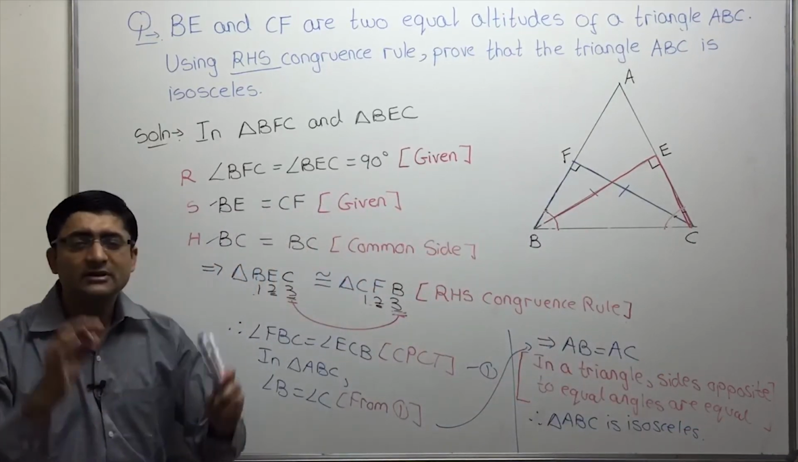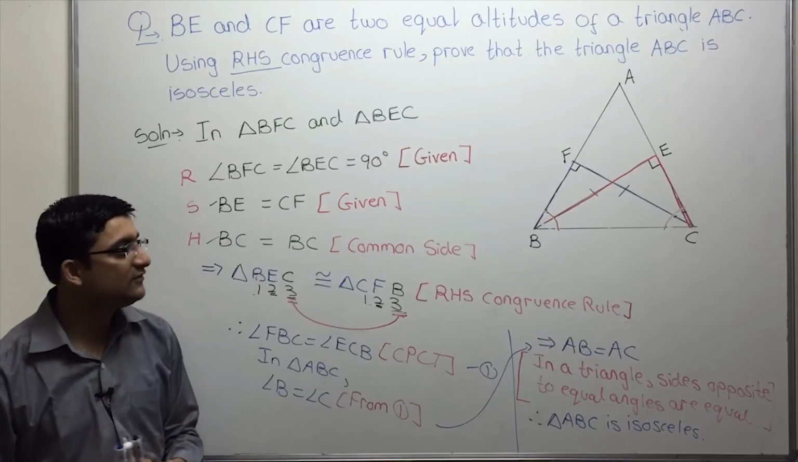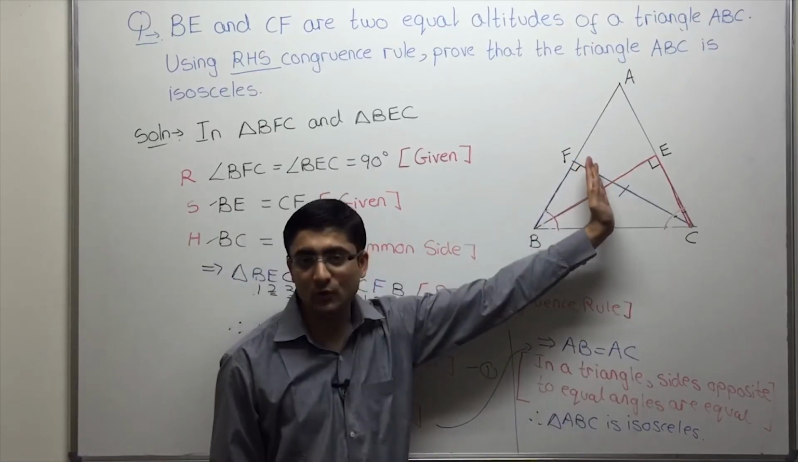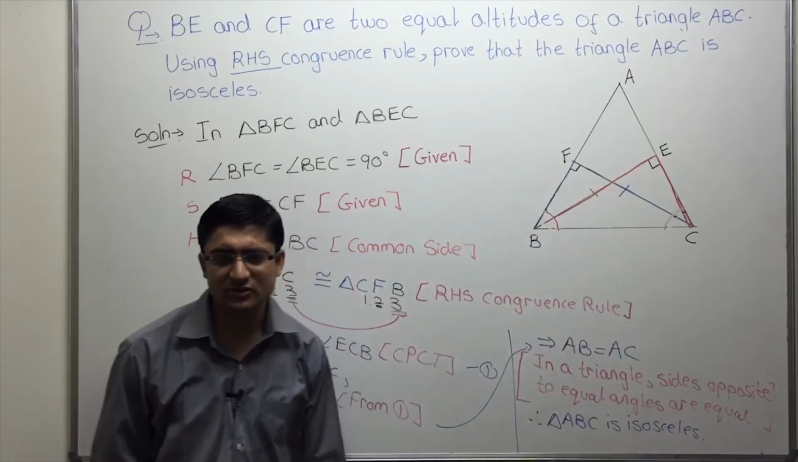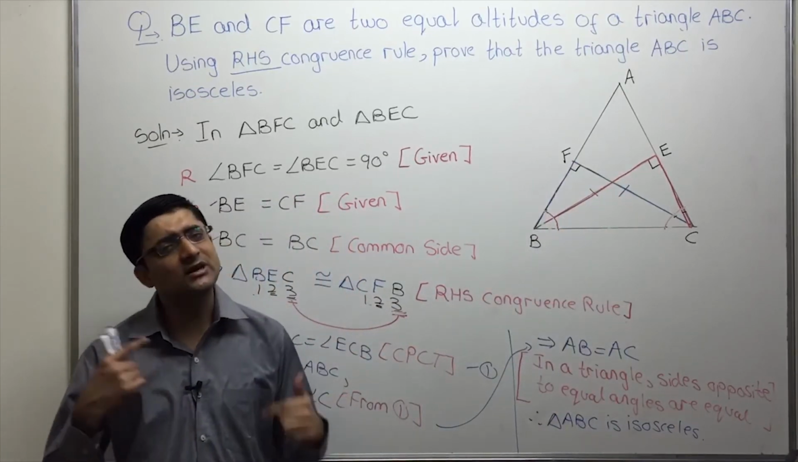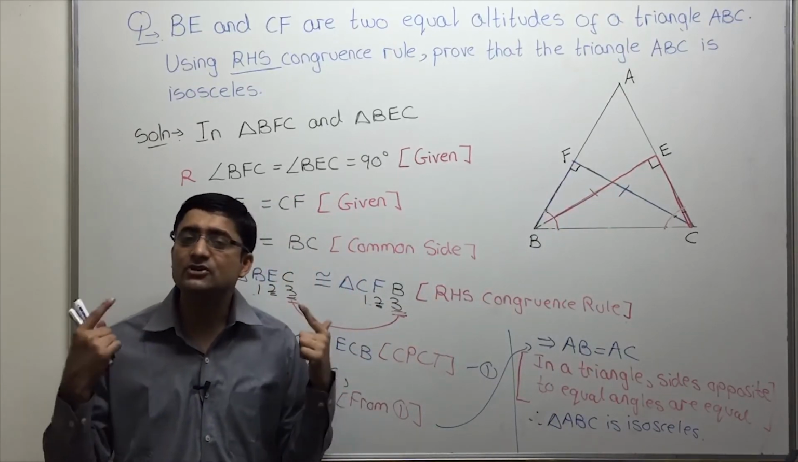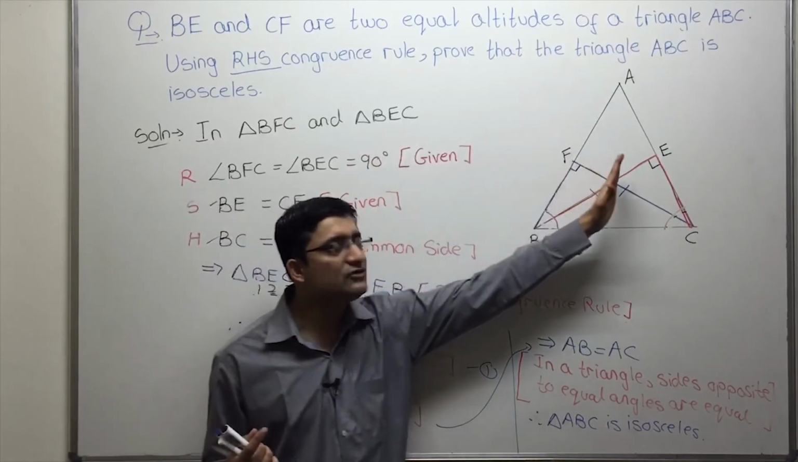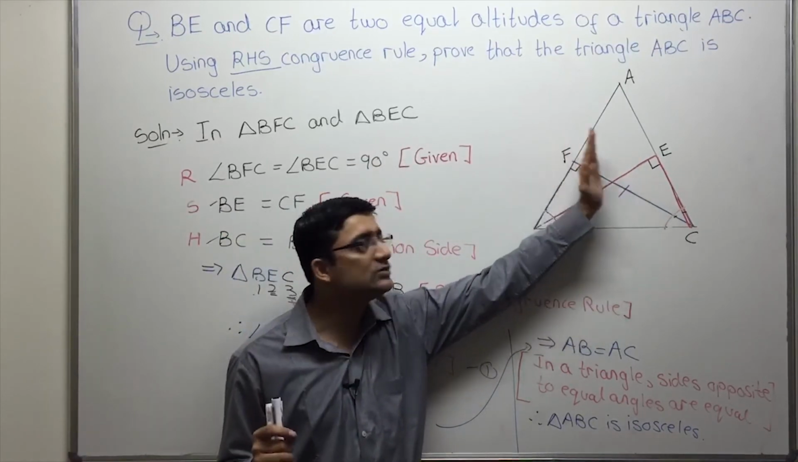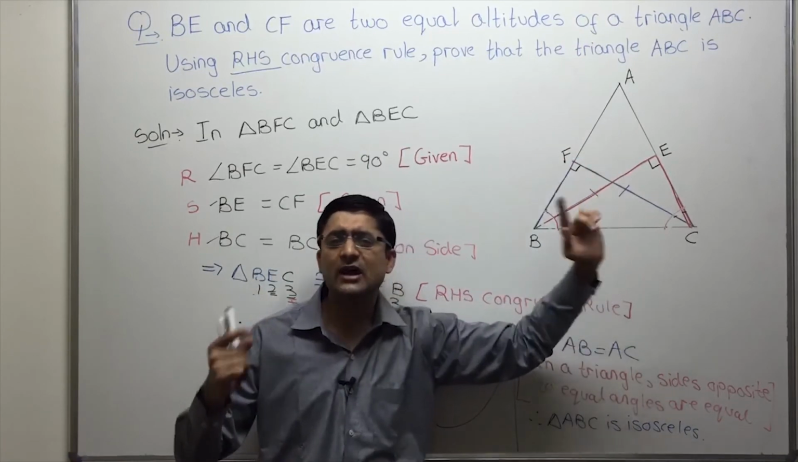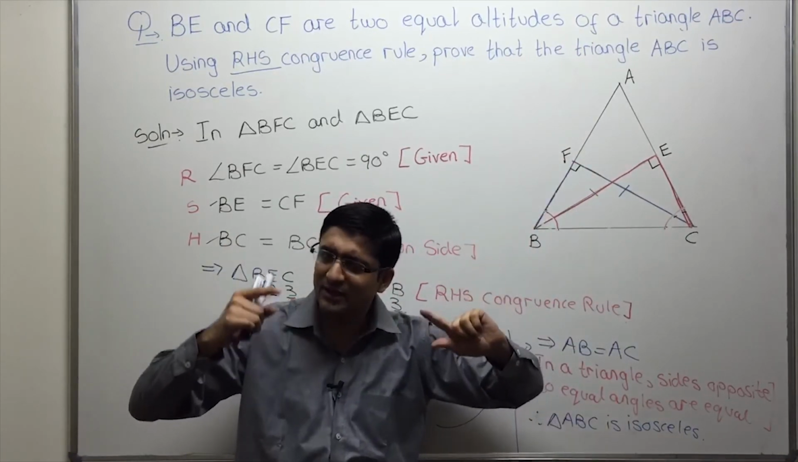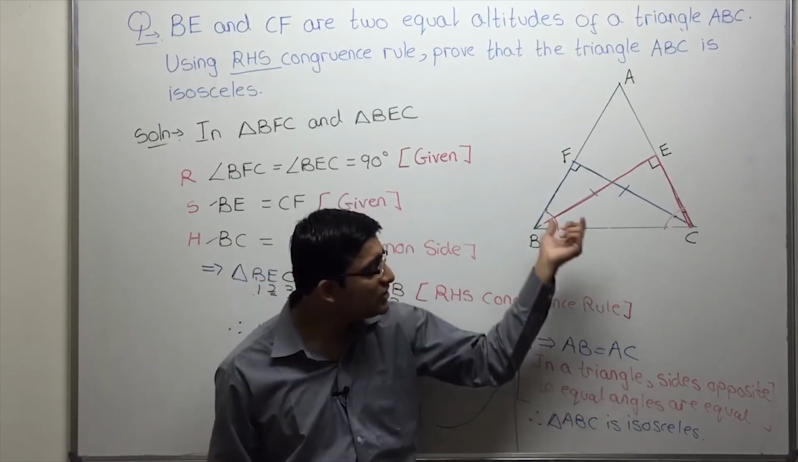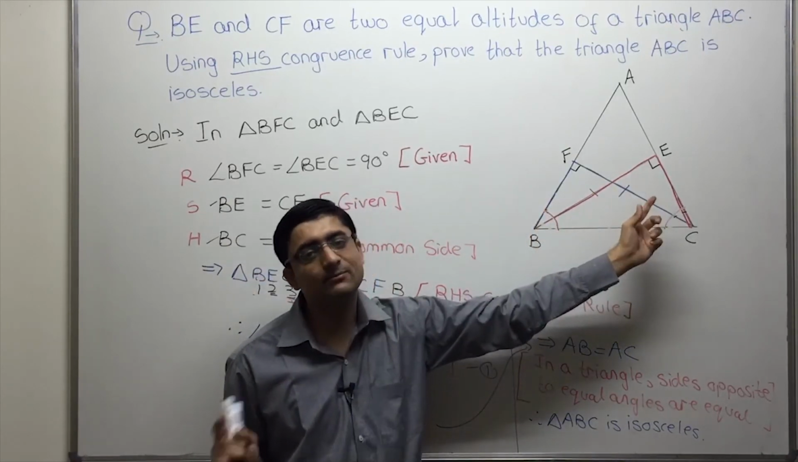So let me do a recap. The first step is always begin with what is given to you. We are given BE and CF are two altitudes which are equal. Now we have to show that triangle ABC is isosceles. So the first thing that comes to your mind is, what is an isosceles triangle? A triangle in which two sides are equal. So if I have to show a triangle to be isosceles, I have to show two sides to be equal. How can I show in a triangle two sides to be equal? Simple. In a triangle, if two angles are equal, sides opposite to them are also equal. So if I can get two equal angles in this triangle, my job will be done.